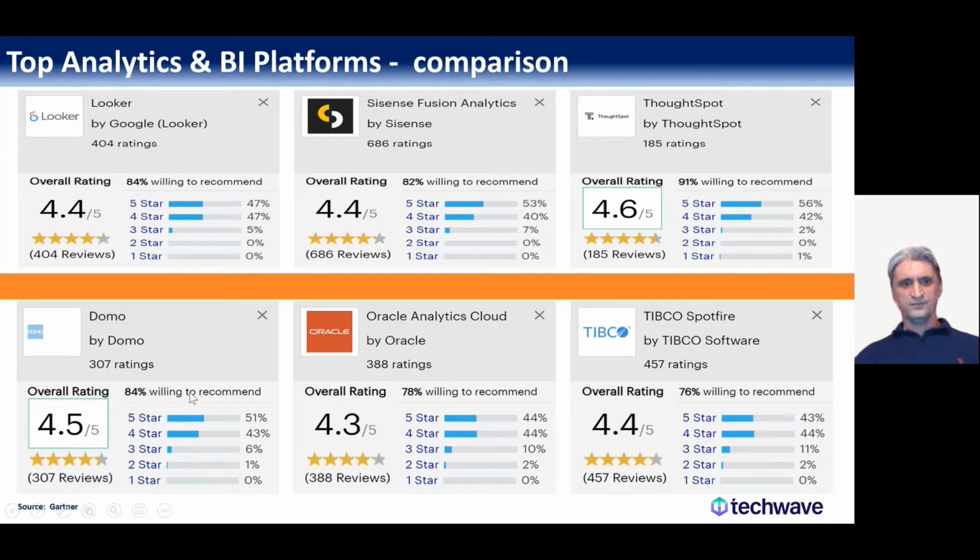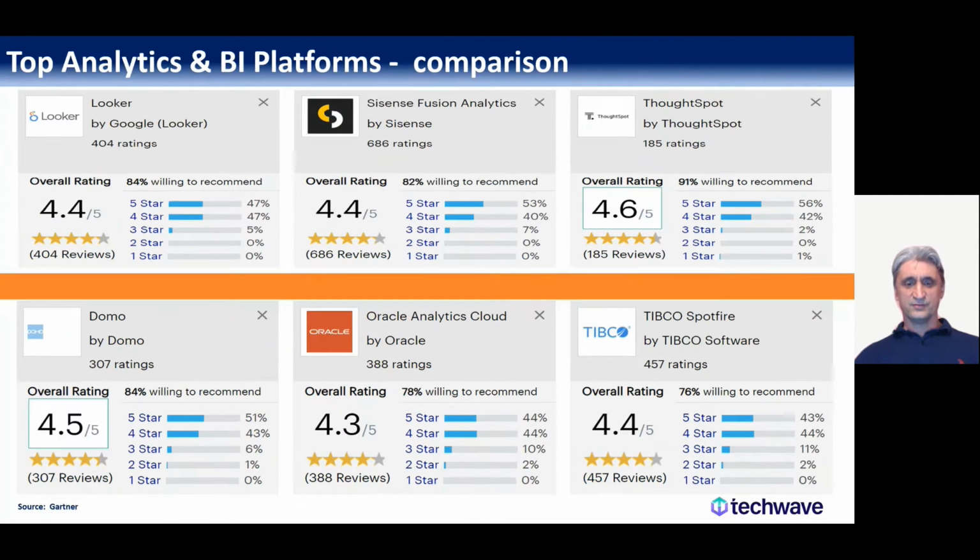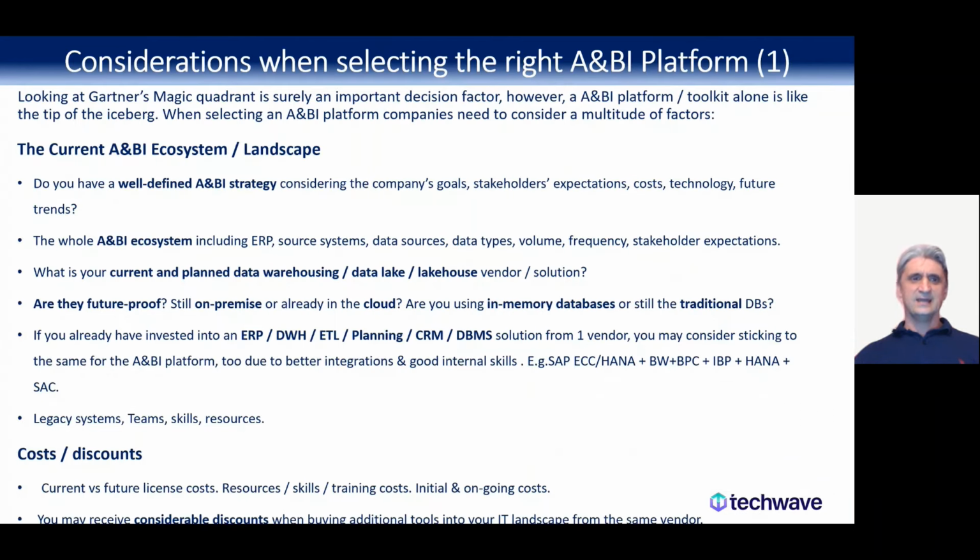So you will see the 5 stars ratings as well here. Some of them have above 50%, which is not there if you look at the top players like Qlik and Tableau and Microsoft. So that clearly shows that all these products are really good, and probably you can't make a big mistake by choosing one or the other. But in the next slides, we'll take a look at our experience and the considerations when selecting a top A&BI platform.